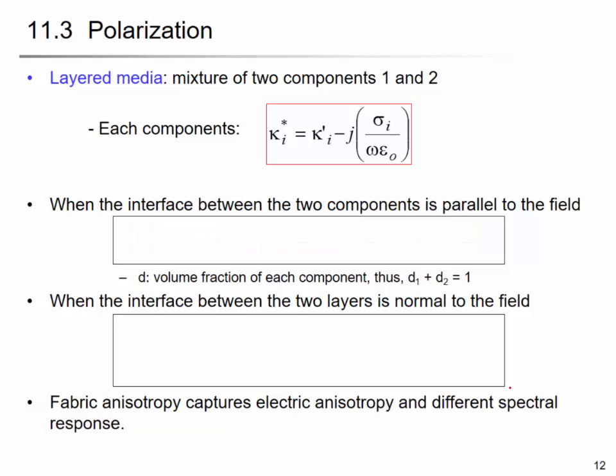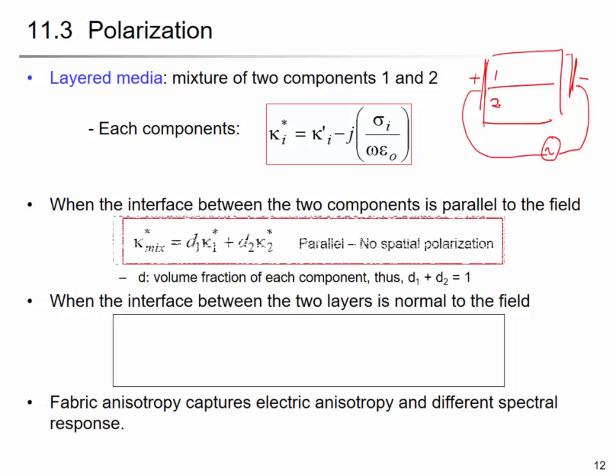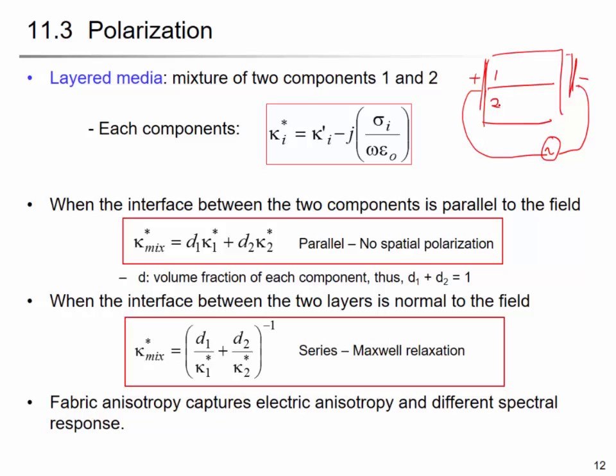Okay. So when we think about the layered media, it's the same. When the interface is parallel to the field, this is the plus, minus. This is material 1 and material 2. In that case, the mixture permittivity follows the parallel model. And if the layer interface is normal to the field, it follows the series model.